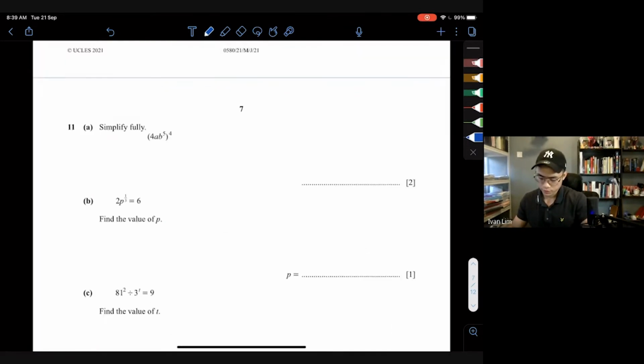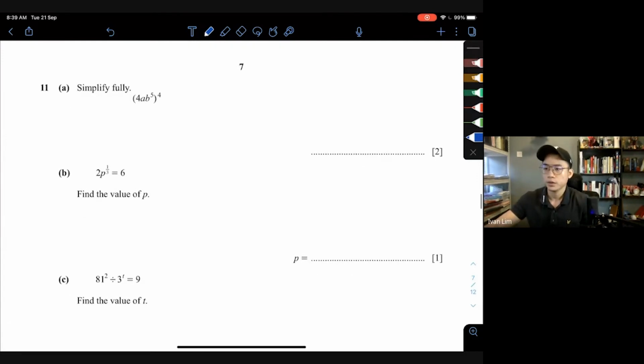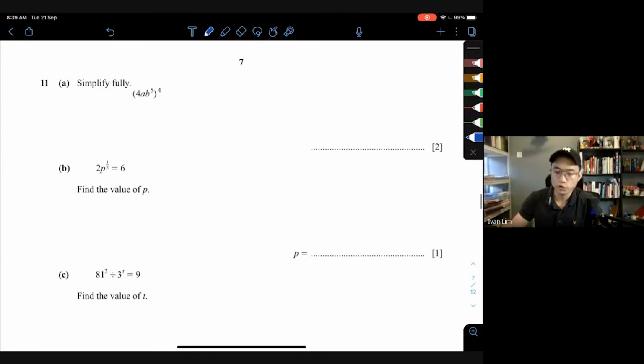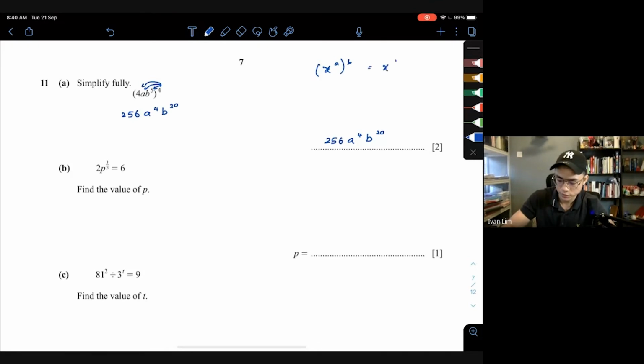Question 11. Simplify fully. 4ab to the power of 5, bracket to the power of 4. You just need to power 4 to every term. So 4 to the power of 4 will be 256. A to the power of 4 and B, 5 times 4 will be 20. So you need to be very, very clear on your law of indices. B to the power of 20. It follows this one, x to the power of a, to the power of b, is x to the power of ab.